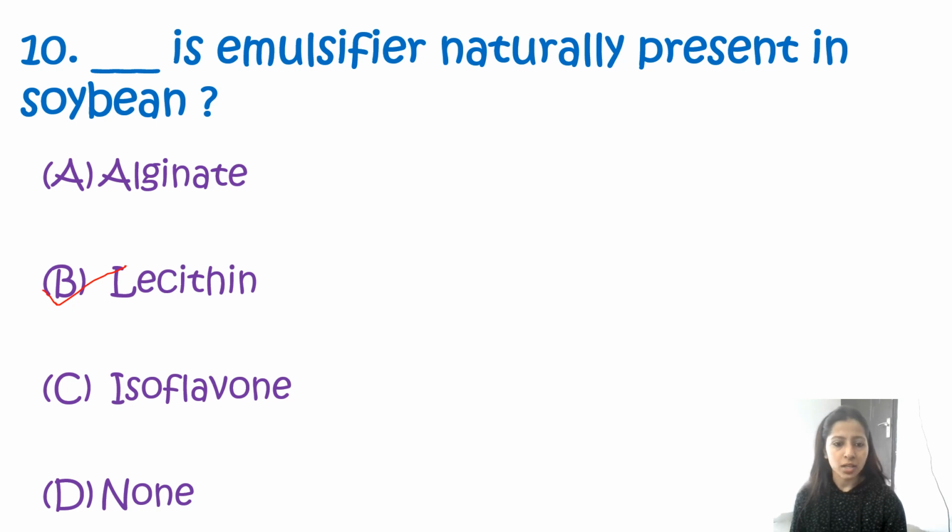And isoflavones are a type of phytoestrogens, which are plant-derived compounds that can mimic the effect of estrogen in the body. So my correct option will be lecithin. Actually lecithin is a natural emulsifier which is present in soybean. So my correct option will be option number B, that is lecithin.